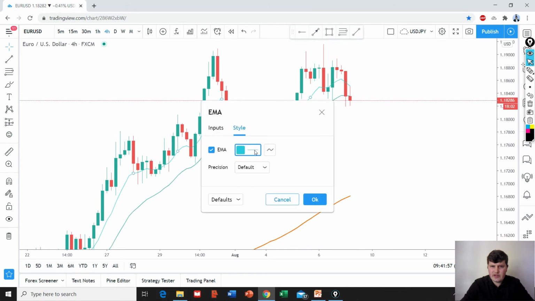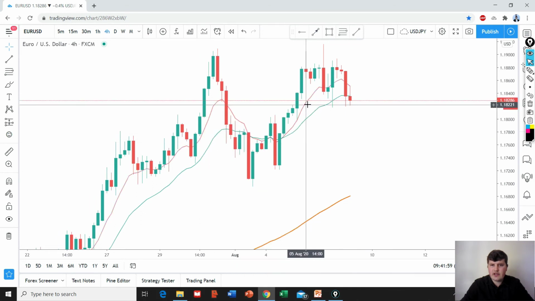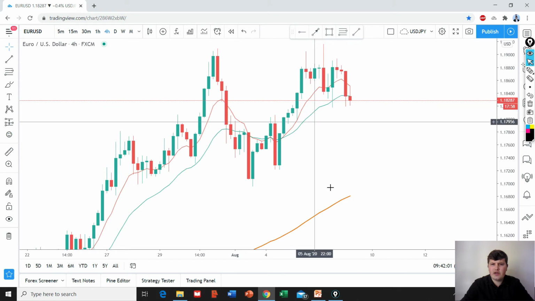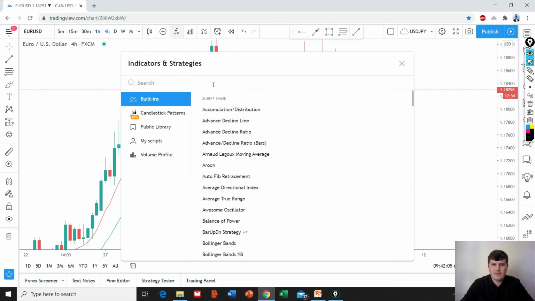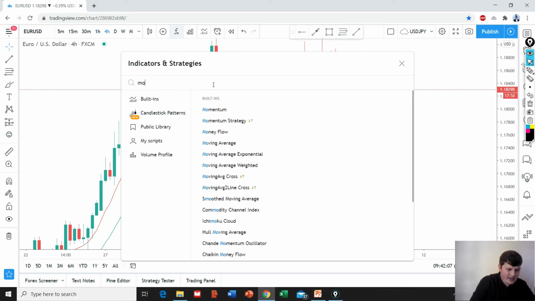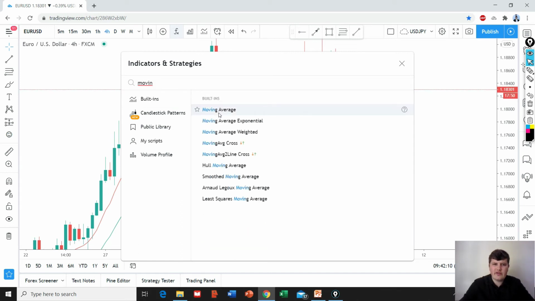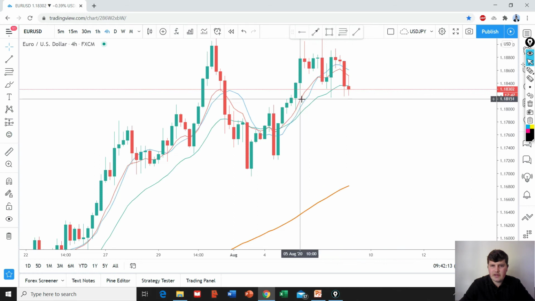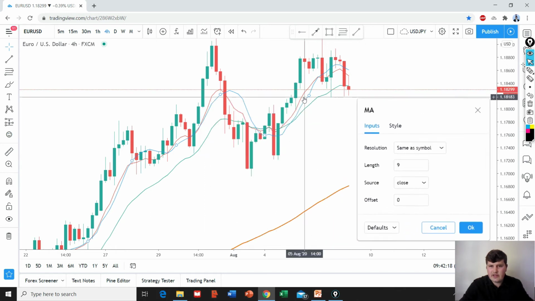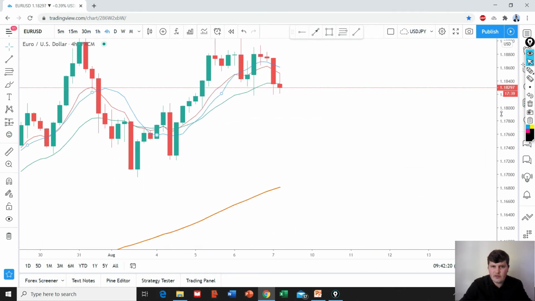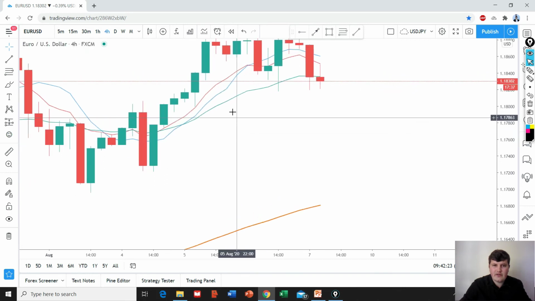I see this changed colors. Let's just make it red again. So now we have our 9, our 21 and our 100 exponential moving average, and lastly let's just add our 200 simple moving average. And again, as you can see, this is a simple moving average, and just look how differently it is to the exponential moving average over here.